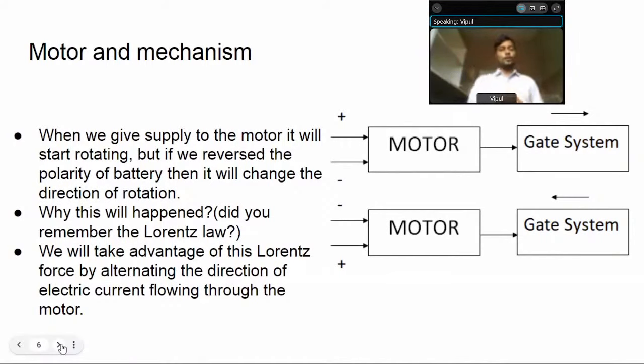When we give supply to the motor, it will start rotating. But if we reverse the polarity of the battery, it will change the direction of rotation. This means we can take the gate from the open position to the closed position. Then, if we want to open the gate, it is not needed that we rotate the motor in the same direction. We should rotate it in the opposite direction. According to Lorentz and our experience, if we reverse the polarity of the battery, the motor will turn anti-clockwise, or in the reverse of whatever direction it was previously doing. Then the polarity of the motor is changed, its rotation changes, and the gate system will open. In this way we are going to design our activity today.